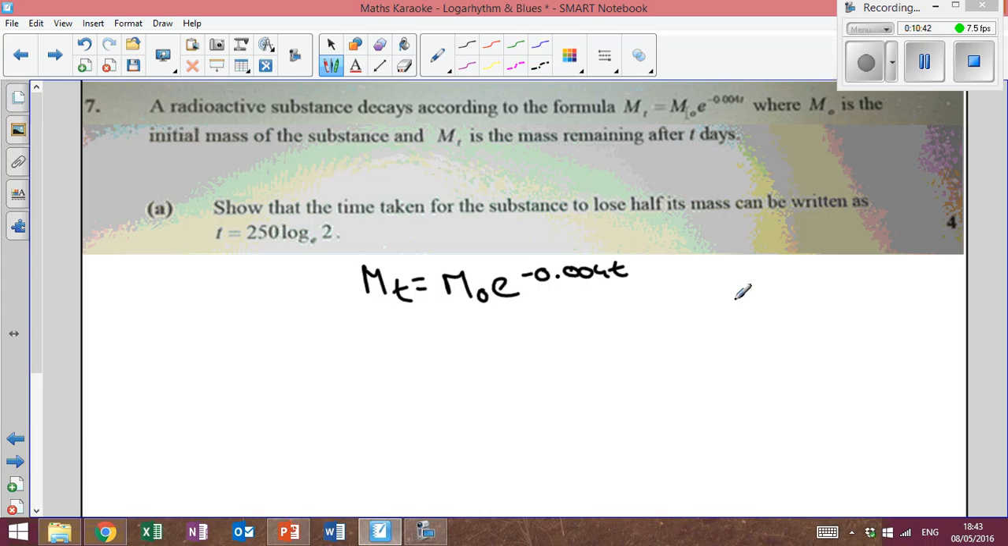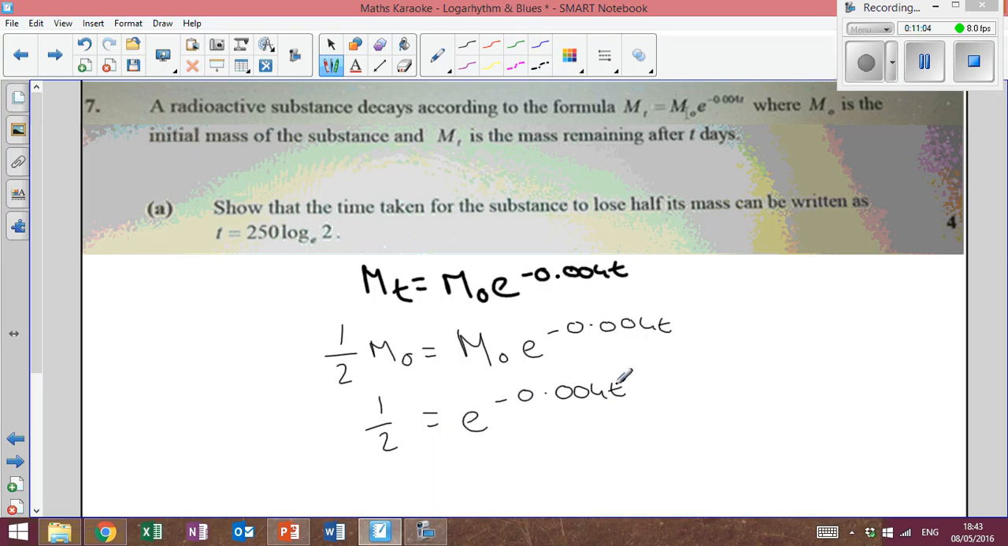So really important thing, we're looking for half its mass. So this m naught is what it started with. We're looking to get half of m naught. And remember that's not the only way to do it. If you wanted to just choose nice easy numbers like 150 and place them in, that's fine. The important thing is that you end up with a half is equal to e to the negative 0.004 t.